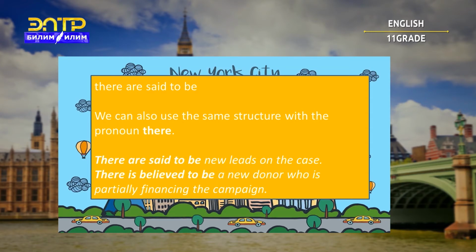We can also use the same structure with the pronoun there. For example, there are said to be new leads on the case. There is believed to be a new donor who is partly financing the campaign.